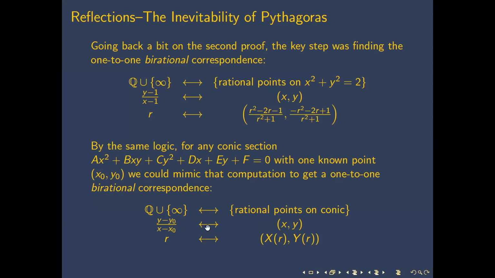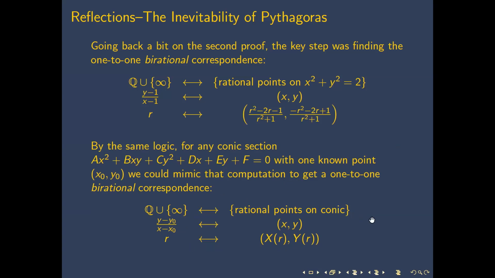So a point corresponds to the slope from it to our specific point, and then a slope corresponds to, well, start at our specific point, see where else it crosses. It's going to be some ugly formulas. We don't know what they are, but the point is, since all these coefficients are rational and x0 and y0 are rational, whatever we get here, it's going to be some rational function. So sure enough, we'll get a one-to-one correspondence between rational numbers and rational points on the conic.